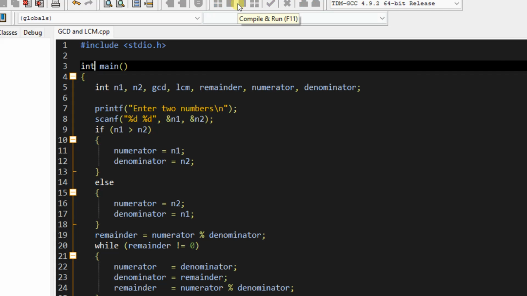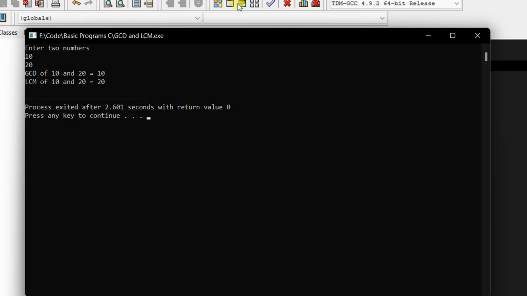We'll give another value, 10 and 20. It is 10 and 20, because 20 can be divided by 10, and also the multiples, it has common multiples, so again it comes the same.